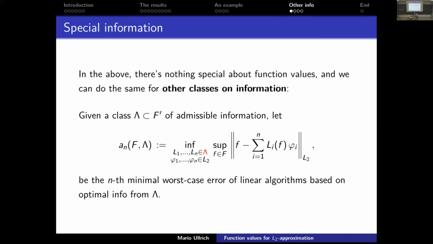Okay, so I still have some time. Yeah, maybe I go shortly over that. You can do precisely the same for other classes of information. So function values were not special. As I told you, it's random stuff. So there is really nothing special about function values. You need only some structure. So if you have a given set of admissible information, call it lambda, and that's the minimal error that you can achieve with this information, and you might compare this to the approximation numbers.